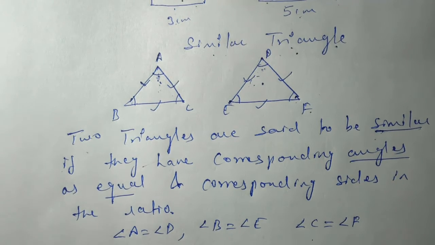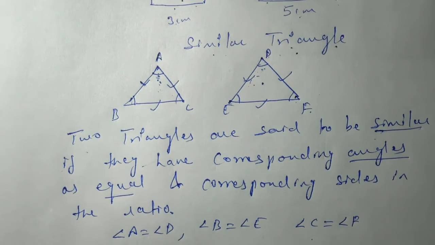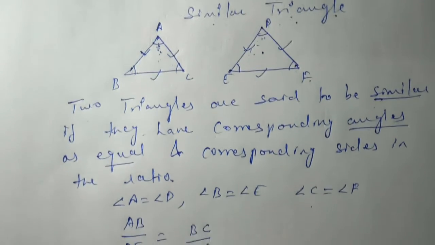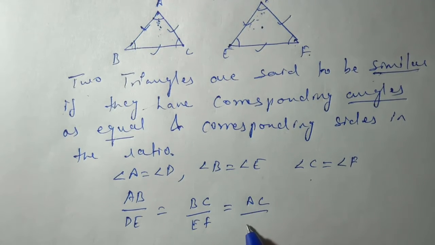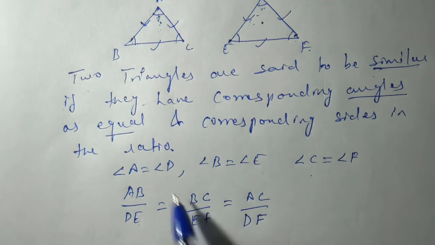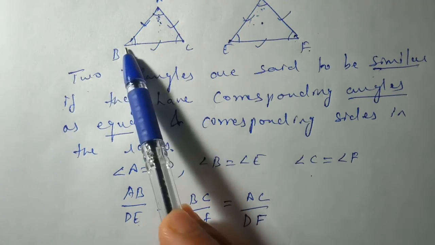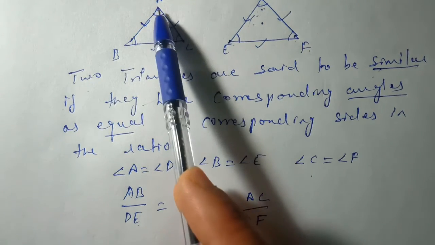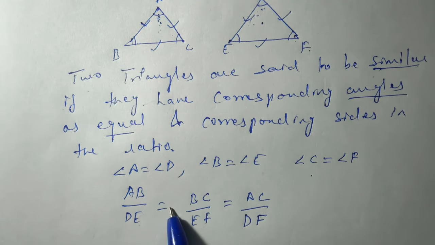Come to their sides. AB upon DE equal to BC upon EF equal to AC upon DF. So if their corresponding sides are in the ratio, it means the length of AB upon length of DE is equal to length of BC upon length of EF and the length of AC upon length of DF. Then we will say the triangles are similar.